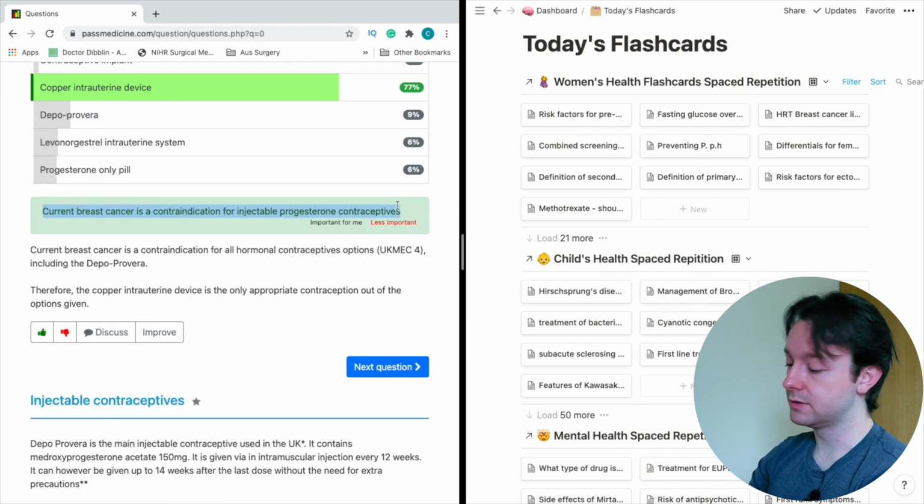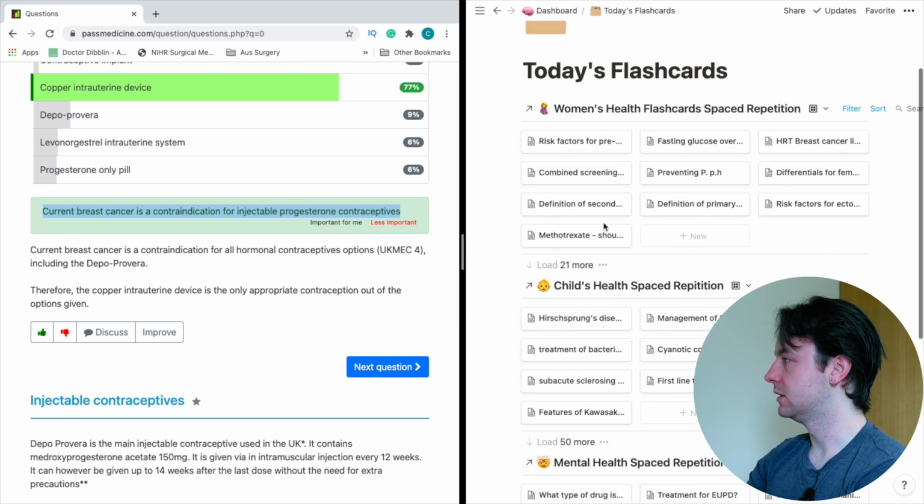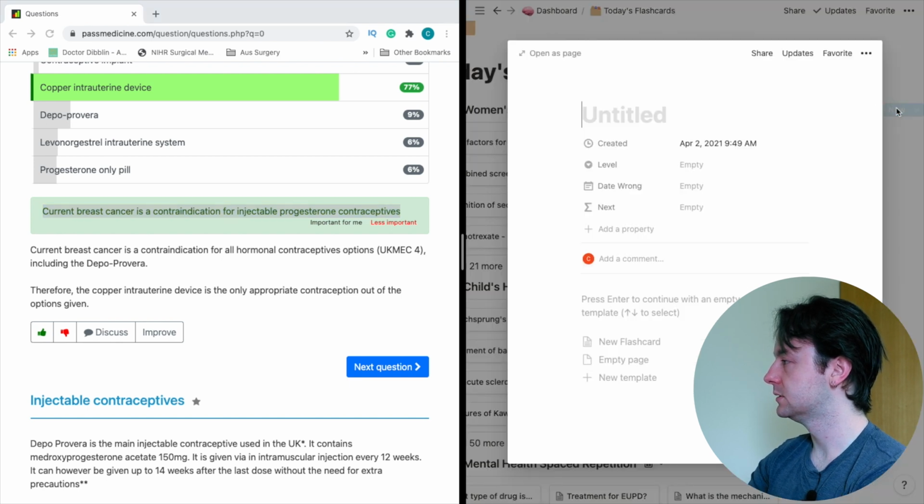There we go. So I was actually slightly wrong there. I thought it was estrogen that you had to be particularly careful of. It's progesterone, and that's something I need to remember. So I'm going to copy this, and I'm going to go over it again to women's health, because that's a women's health topic, and we're going to make a new flashcard.